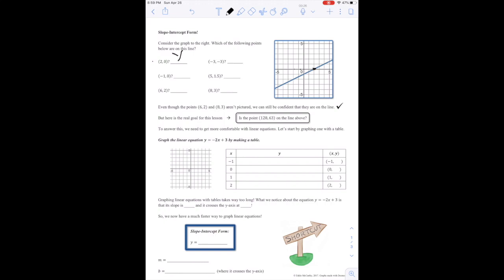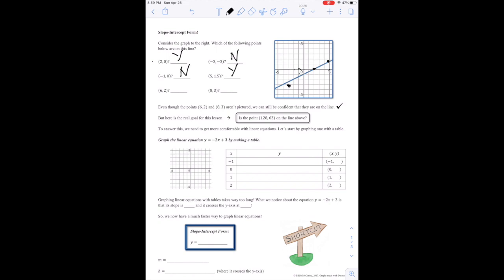-3, -3, I'm going to go to the left 1, 2, 3, and down 3, and that point in fact is not on the graph. It's off of the graph, so the answer to that part is no. -1, 0, -1 is to the left, and down, and I'm not going anywhere, I'm just going to sit right there, and that in fact is not on the graph either. Let's look at 5, 1.5, we go over to 5, and up to 1.5 here, over there a little bit, and in fact it is on the graph, yes.